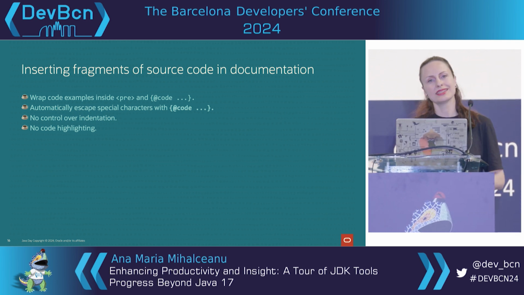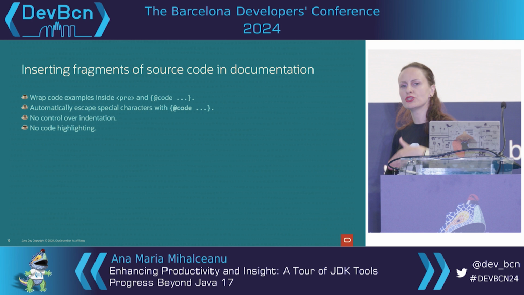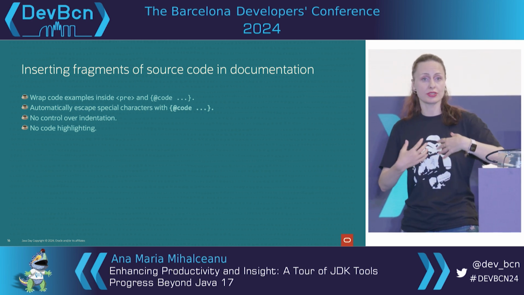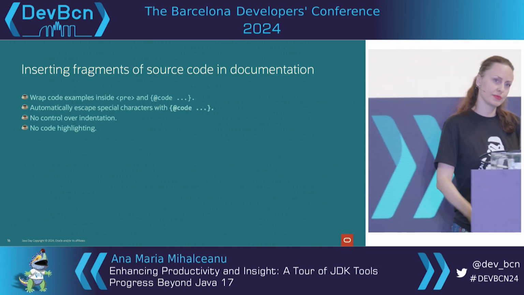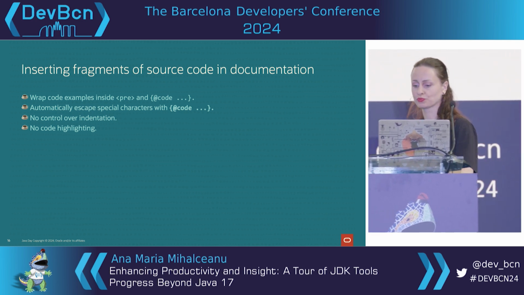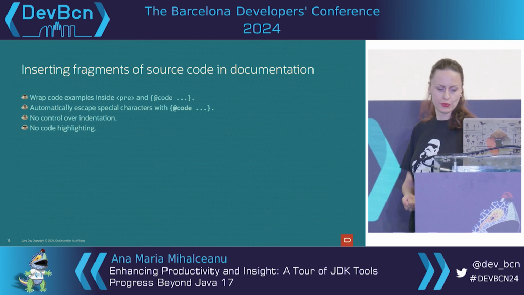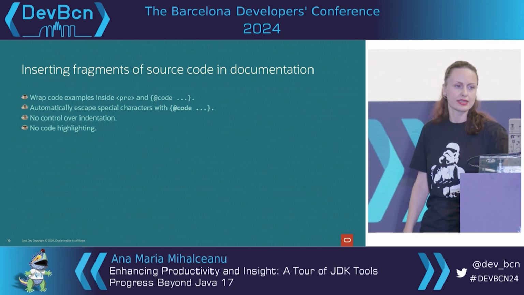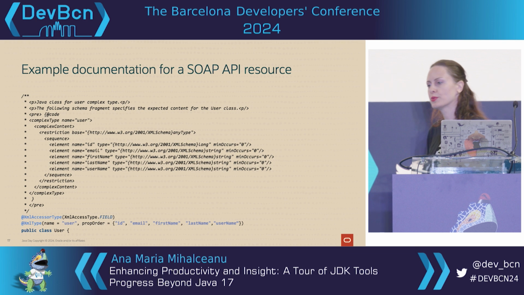However, that didn't give us a lot of control over indentation, so we had to make sure that we indent the code ourselves, otherwise in the documentation it might not look that great. And there's no way to highlight with pre and code. So what do we do? I extracted an example for a SOAP API resource.